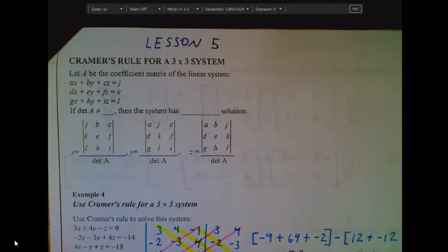All right, here we go with lesson 5 for matrices. So in our last lesson, we took a look at Cramer's rule for solving a system of two variables. We had just an x and a y, so we had two equations. Today's lesson is really the exact same idea, but with a system of three variables.